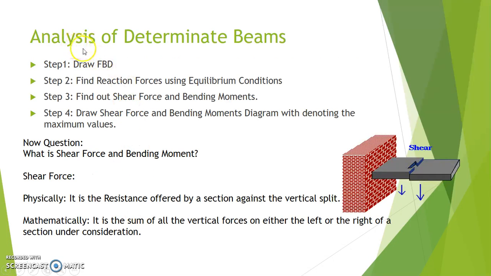Okay, so the next thing is analysis of determinate beams. I have just jotted it down in 4 steps. First thing is draw the free body diagram, FBD. Second thing is work out reaction forces using equilibrium conditions. The third step will be to find the shear force and bending moments. And the fourth and final step will be to draw the shear force and bending moment diagrams, denoting the maximum values.